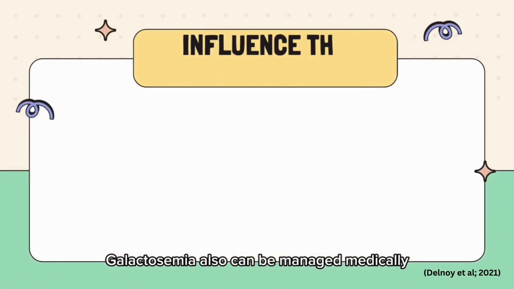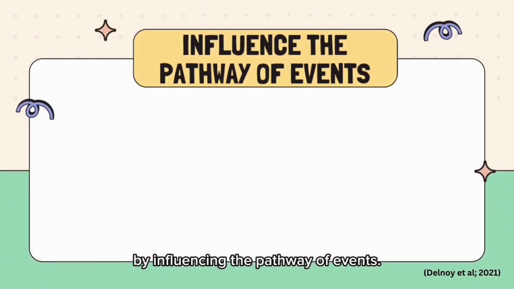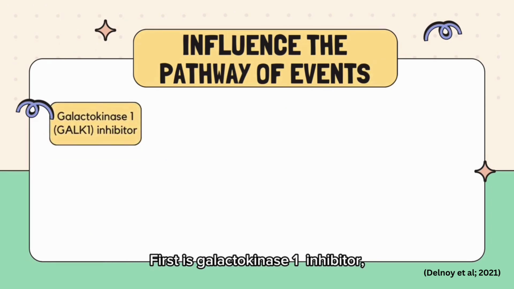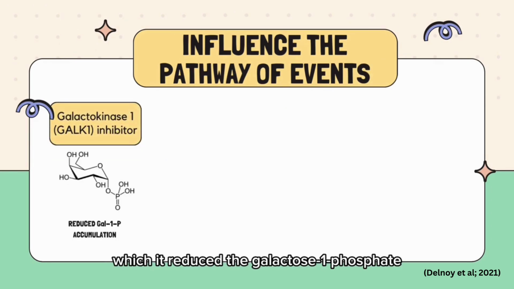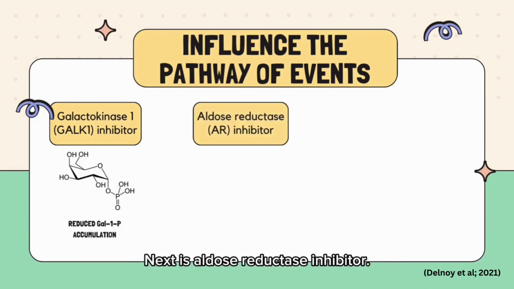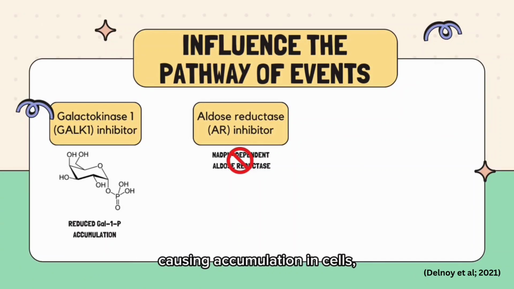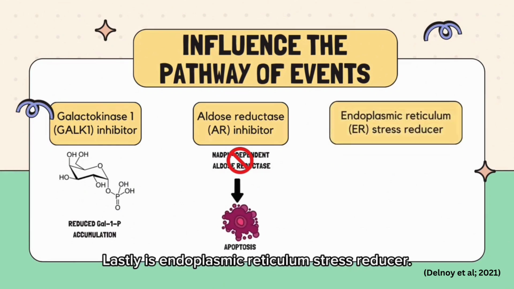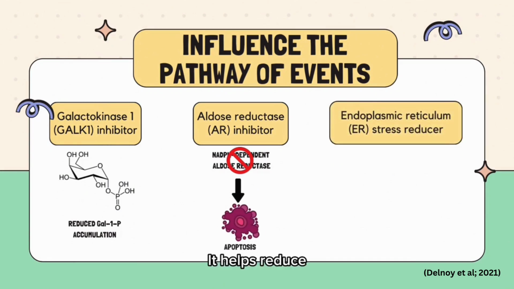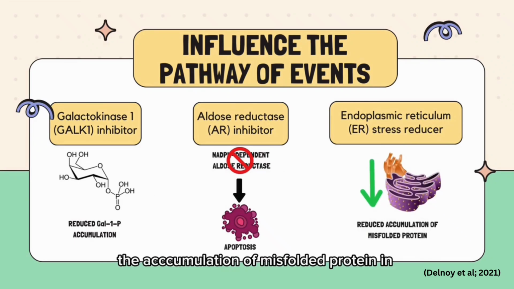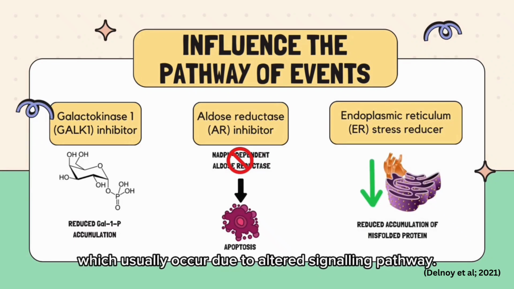Galactosemia can also be managed medically by influencing the pathway of events. First is galactokinase 1 inhibitor, which reduces the galactose 1 phosphate accumulation in classic galactosemia. Next is aldose reductase inhibitor. The aim is to block NADPH-dependent aldose reductase conversion of galactose to galactitol, causing accumulation in cells, which then leads to cell apoptosis. Lastly is endoplasmic reticulum stress reducer. It helps reduce the accumulation of misfolded protein in the endoplasmic reticulum, which usually occurs due to altered signaling pathway.